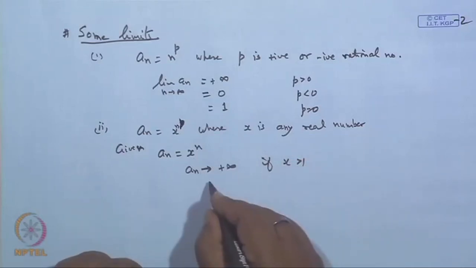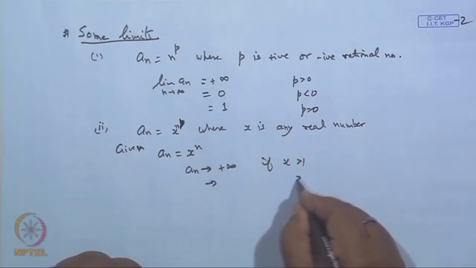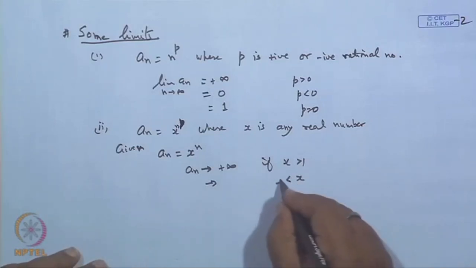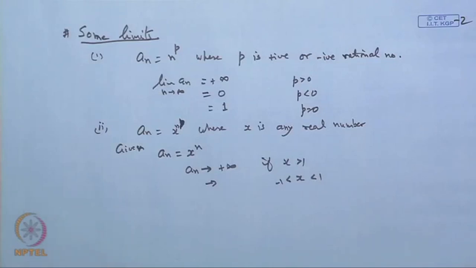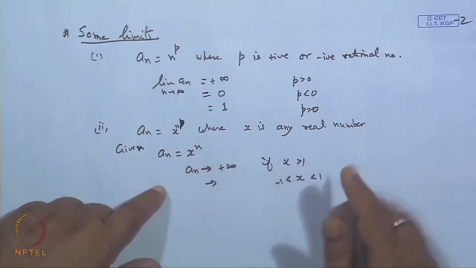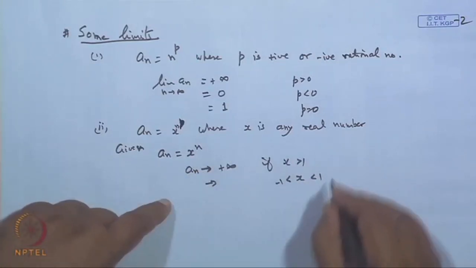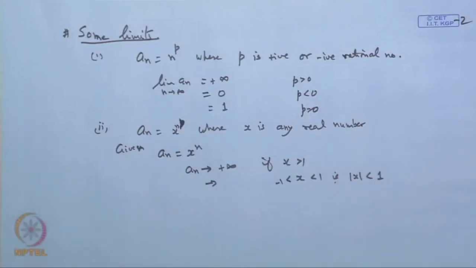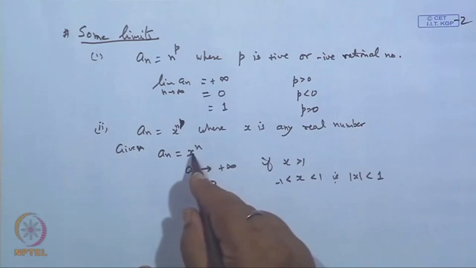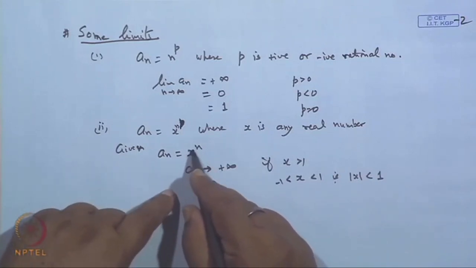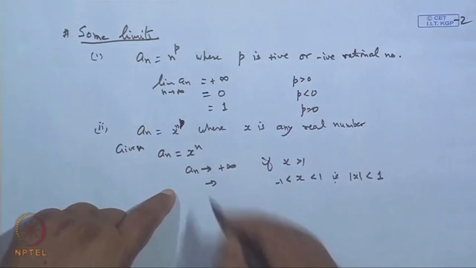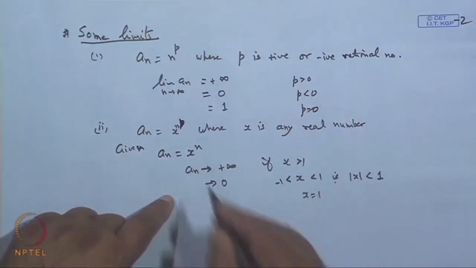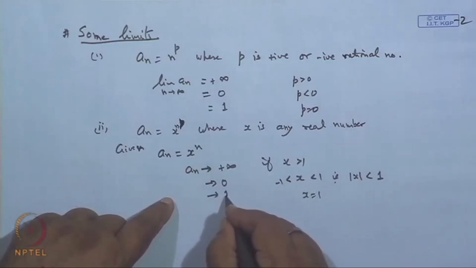And when x lies between minus 1 and plus 1, it means the mod of x is strictly less than 1, the absolute value of x is less than 1. Then in that case, this sequence will keep on decreasing and decreases to 0. And when x is equal to 1, the limit is 1.